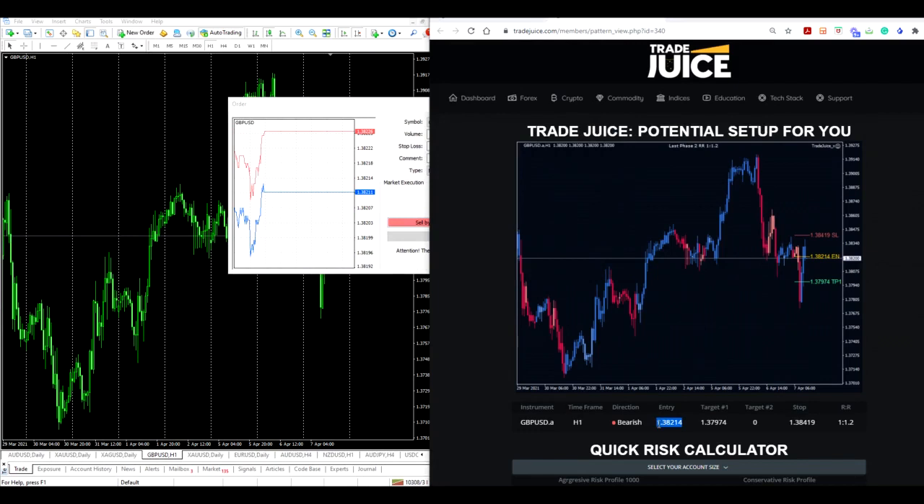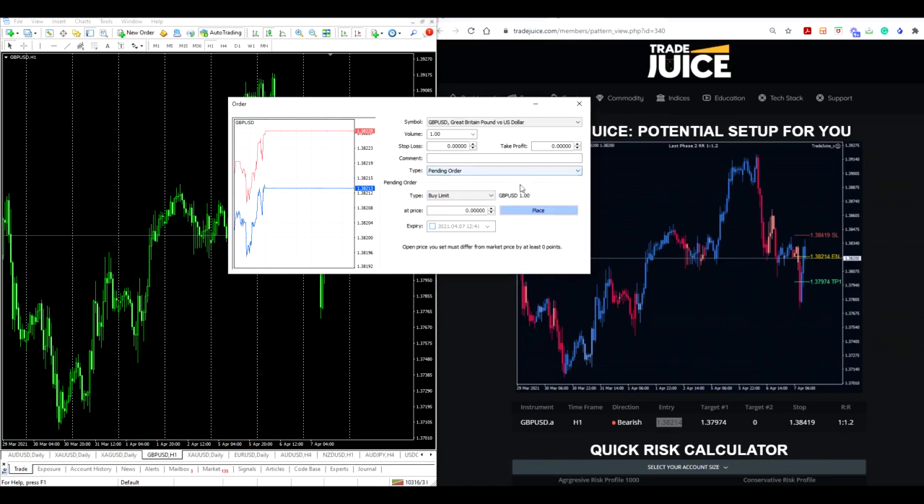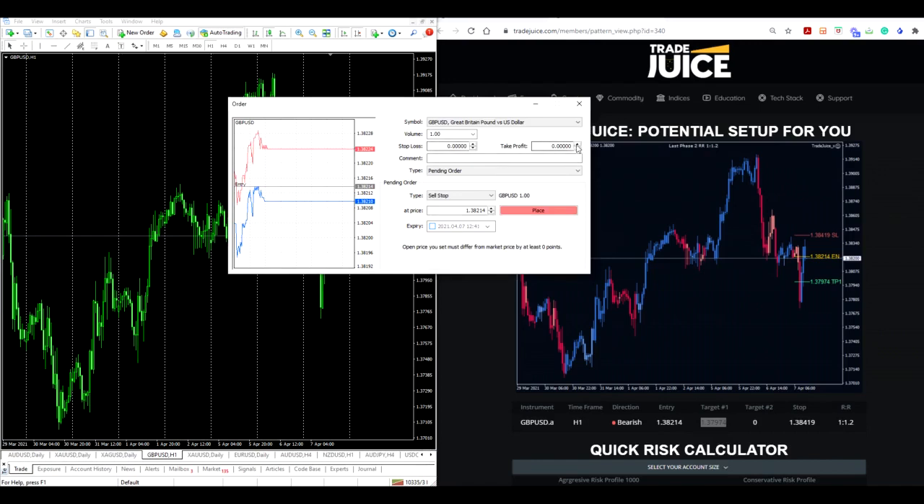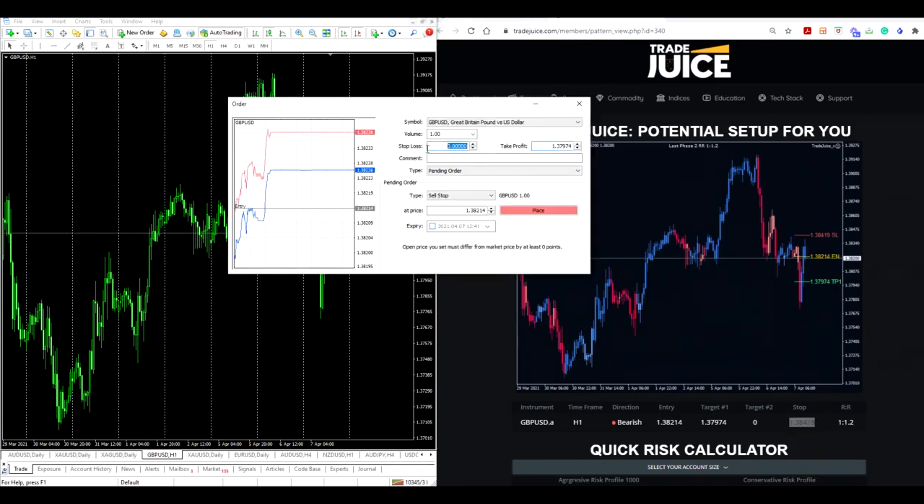Entry point is at this point here. And this would be a pending order as price is still above the actual entry point, and what I'm going to do is copy over the target. So I'm putting in my take profit target there. Next, I want to just copy over the stop. That is copy paste. And there we go.